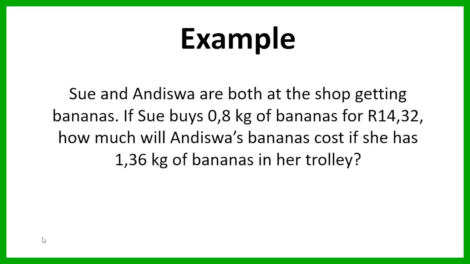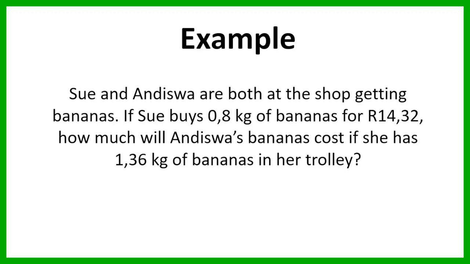Okay, so the first thing we need to do here is we need to look at where we've got a complete set of information. Sue, we've been told how much bananas she's buying, what weight of the bananas she's buying, and we've been told how much it's going to cost her. Okay, so we've got all the information we need about Sue. We can use that to help us to work out how much Nandiswa's bananas are going to cost. But first, we need to use Sue's information to help us to work out the cost per kilogram of bananas for helping us to then work out the cost of Nandiswa's bananas.